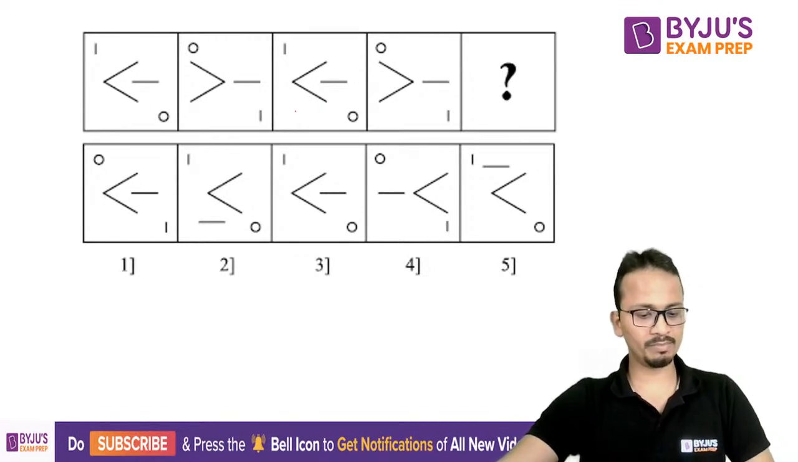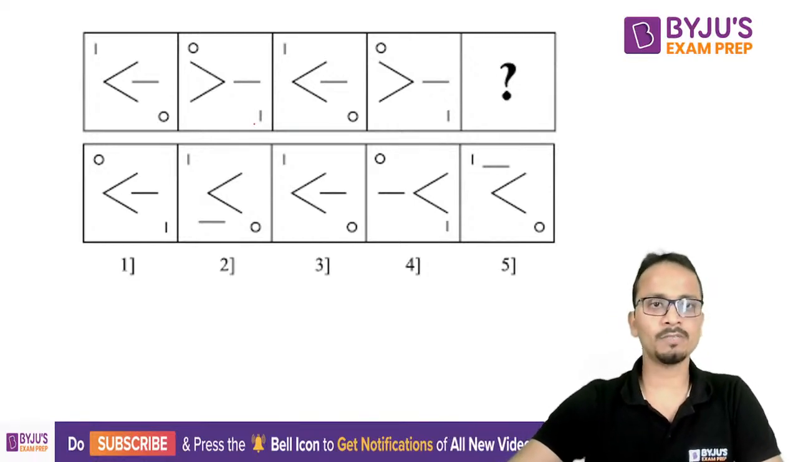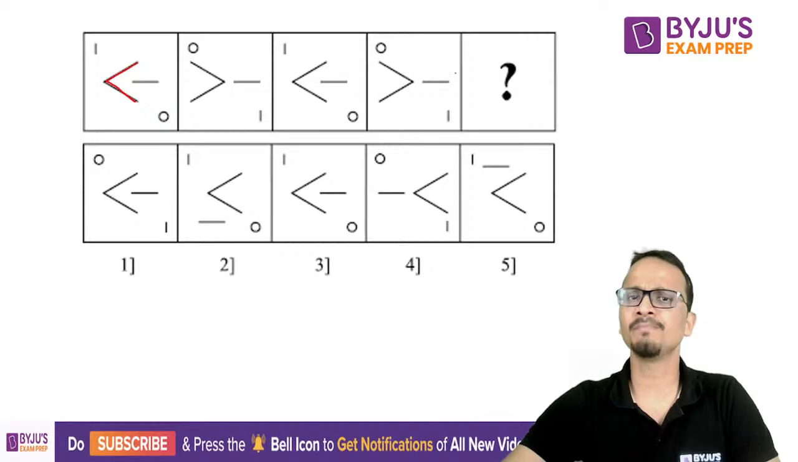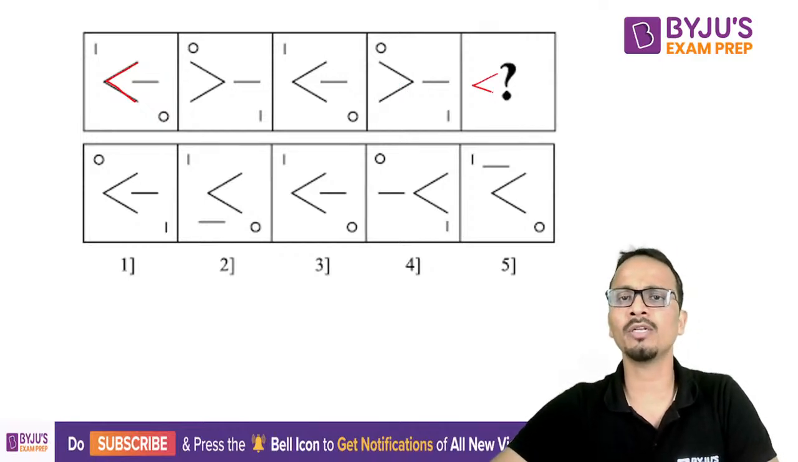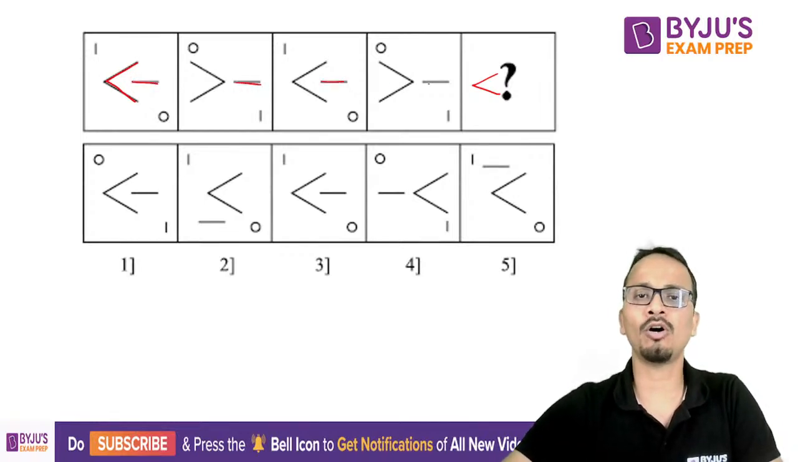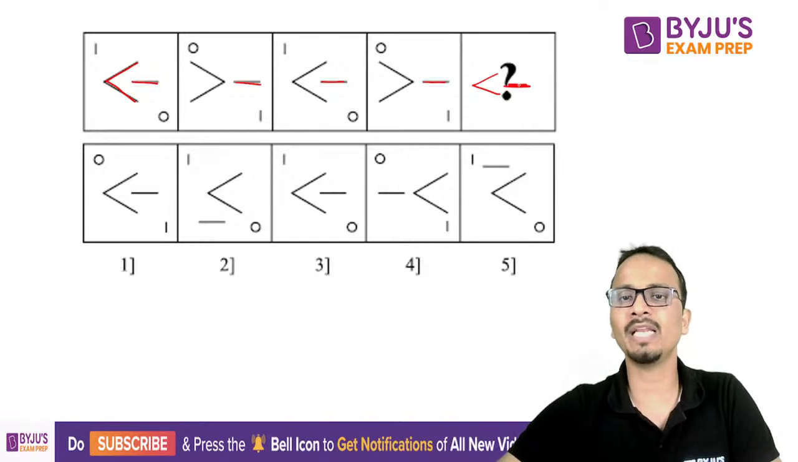All right, so I'm getting the answer. So let's check it out. Now in the first figure, if you consider this one, it is opening on the right hand side, then left hand side, then right hand side, then left hand side. So in the answer figure, this should open on the right hand side. And this dash should always come on the right hand side of the other figure. So it should be like this.